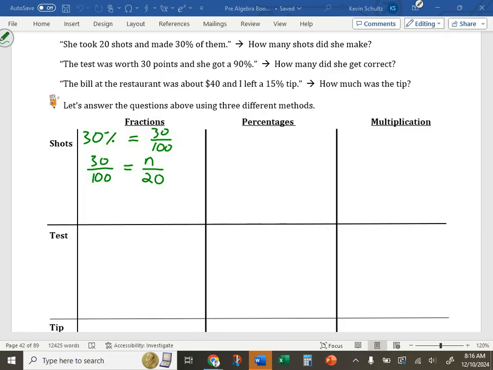We've done this before. We've solved proportions before. Think all the way back to CO6. What do we do? Madeline? Divide. Divide by what? 5. Okay? 100 divided by 5 is how we get to 20. 30 divided by 5 is going to give us n. And what is 30 divided by 5? 6. So n equals 6. She made 6 shots.